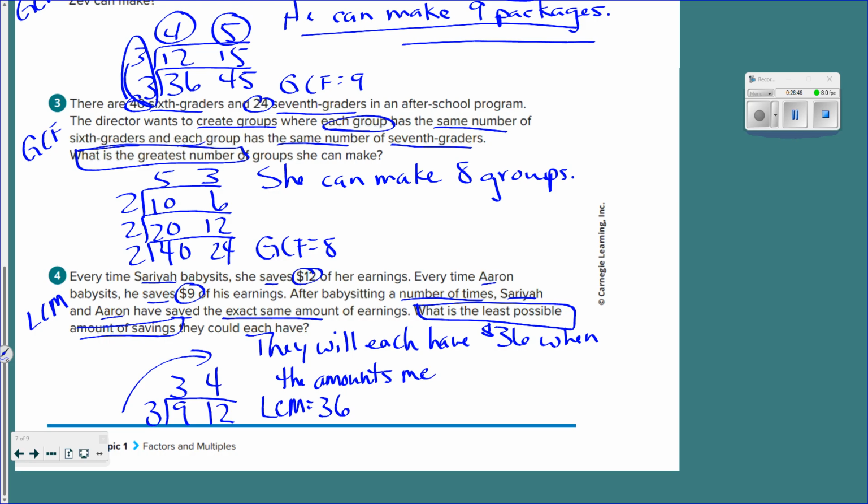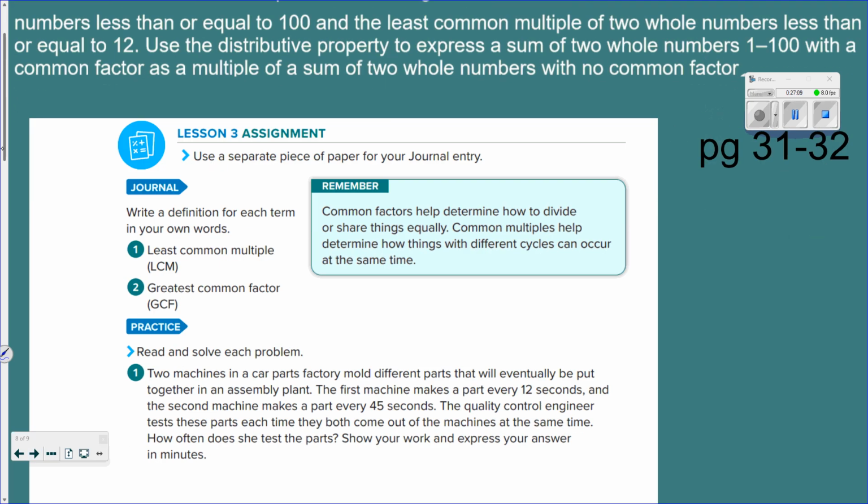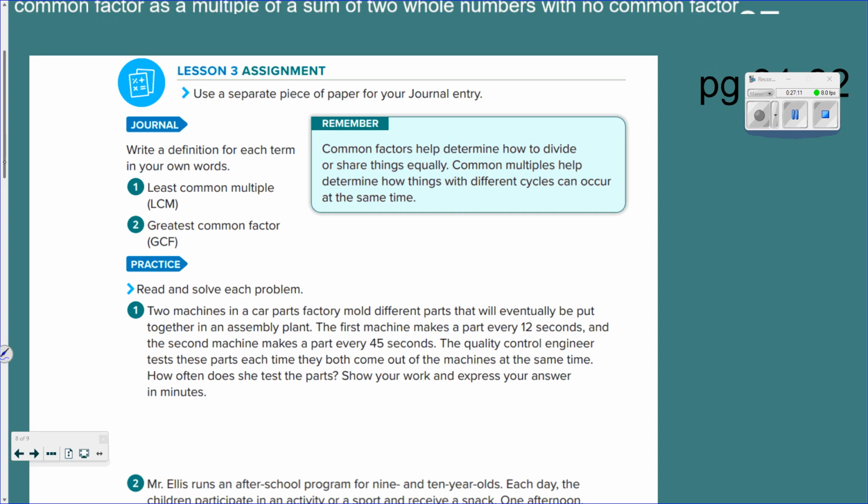Okay, so unfortunately, we do need to get to the homework. Go ahead and turn to page 31. I have several notes on here that are going to be very important for you to write down. So clear this out and write these notes on there. Your journal should be relatively easy. You're just writing a definition in your own words. So kind of use your own words. Tell me what you mean.